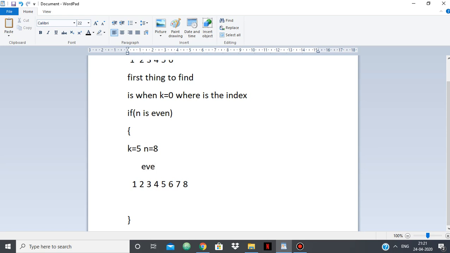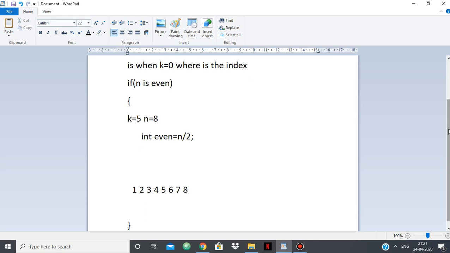First, I find a variable, say even, which will be n by 2 obviously, the number of even vertices. So among the even vertices like 2, 4, 6 and 8, the index will be, no matter what k is, rotating between 2, 4, 6, 8. From 8 again it will come back to 2, again 4, 6, 8. And if k is a multiple of even, it will come back to itself.